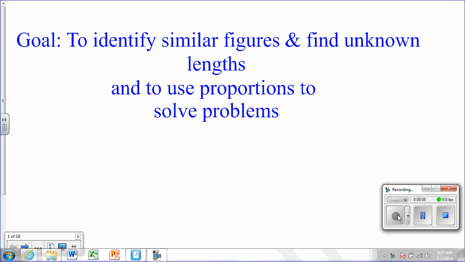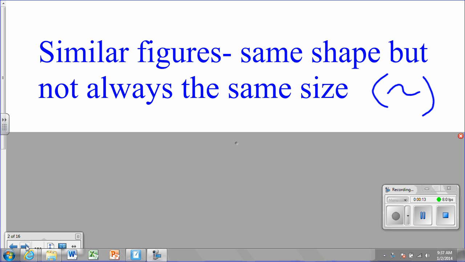Everyone, today's goal is to identify similar figures and find unknown lengths. We're also going to be using proportions to solve problems. Similar figures. They're the same shape but not always the same size. And this little squiggly line is the symbol for it.